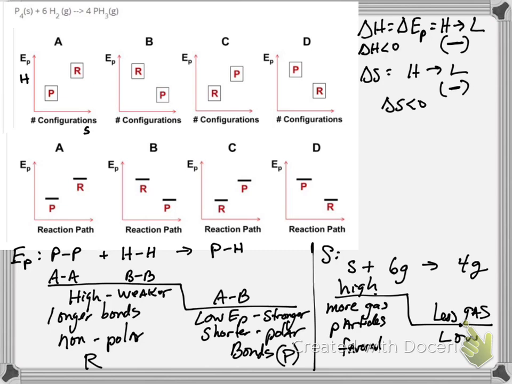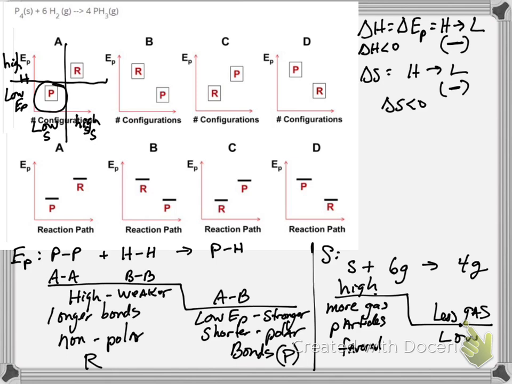Right, so now we can pick the graphs associated with this analysis. So if we take a look at the entropy, we have low to the left, high to the right. And then we see this case that reactants have high entropy. That's true in A. And reactants also have high potential energy, which is also true for A based on our potential energy.